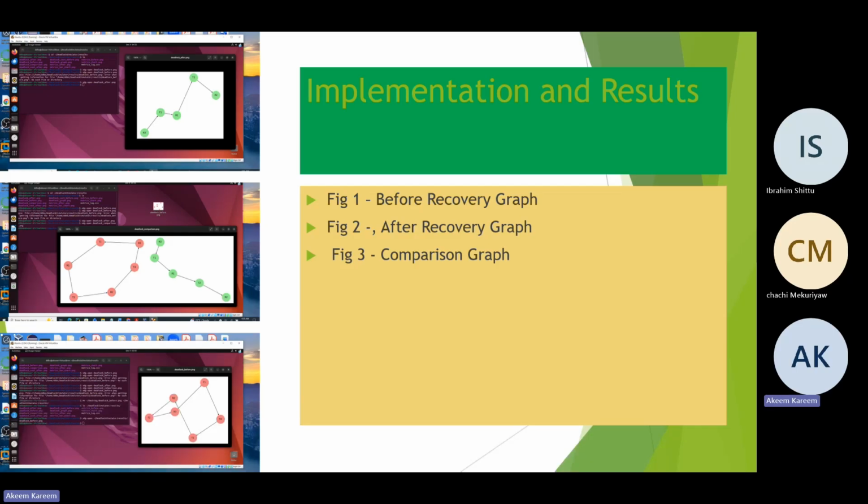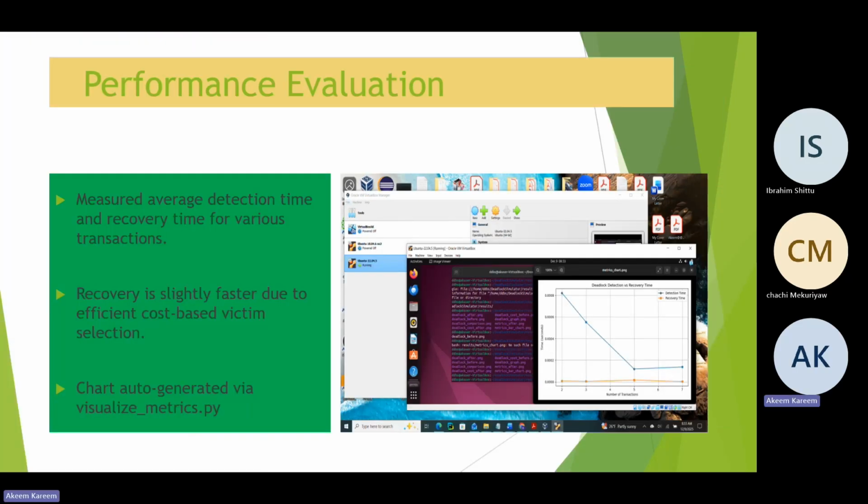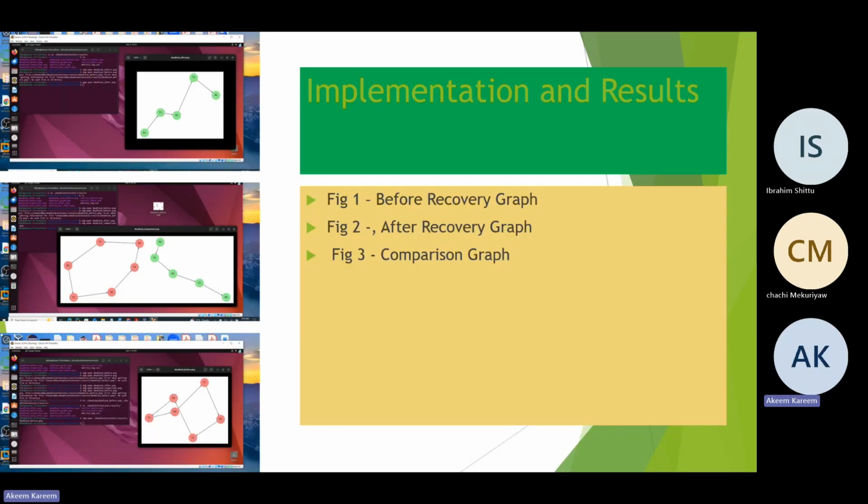Those are the green cycles that you can see. On figure 3, we have both. It shows a comparison graph, which puts both conditions side by side, the before and after recovery, which shows how the cycle was successfully broken. Each of these results was generated automatically when running the main recovery script.